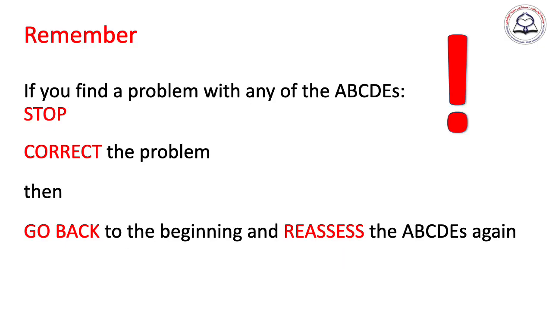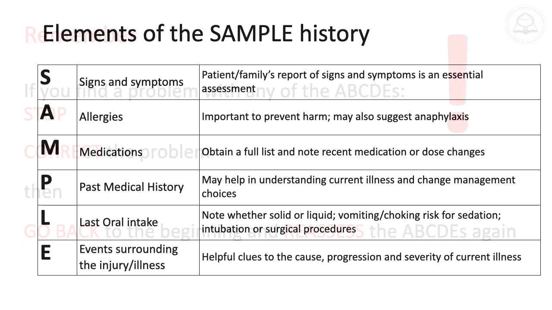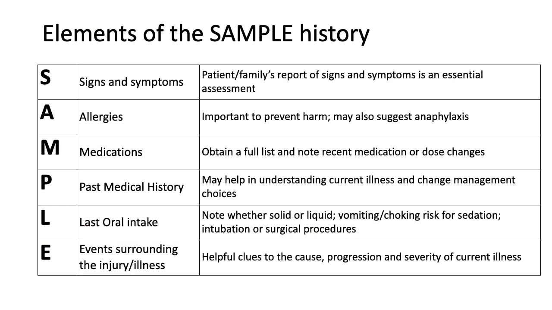Remember, when doing and assessing an acutely ill patient, if you find problem with any of ABCDs, stop, correct the problem, then go back and begin the reassessment of ABCDE approach again. Immediately after we do the primary survey and we do the ABCD approach and we stabilize the patient, then we go to sample history. Sign and symptom: we try to get information from the patient and from the family or anyone who witnessed. Sign and symptom is very essential component in assessment.